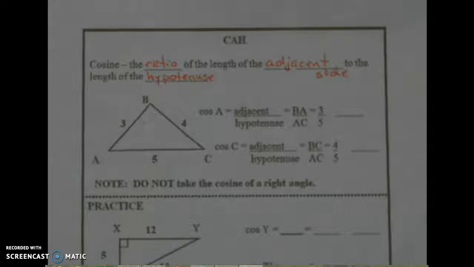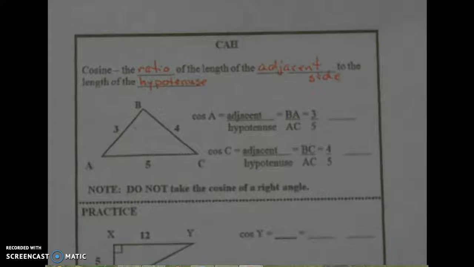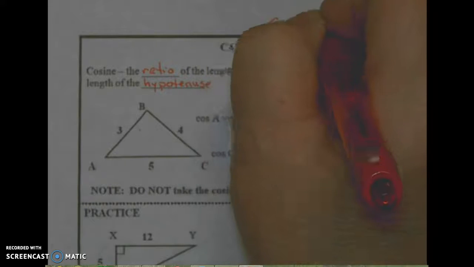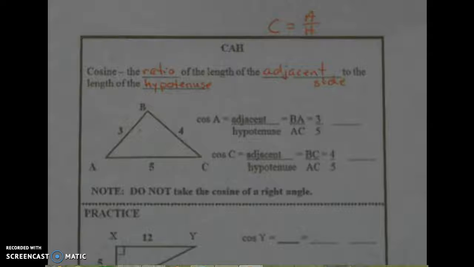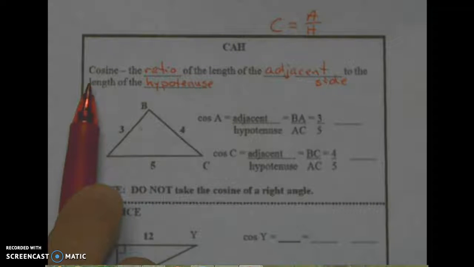If I flip over to the other side where I'm looking at the cosine function, in the SOHCAHTOA, it's the CAH part, that tells me that my cosine equals my adjacent over the hypotenuse. That's C equals A over H. And so the cosine is the ratio of the length of the adjacent side to the length of the hypotenuse.